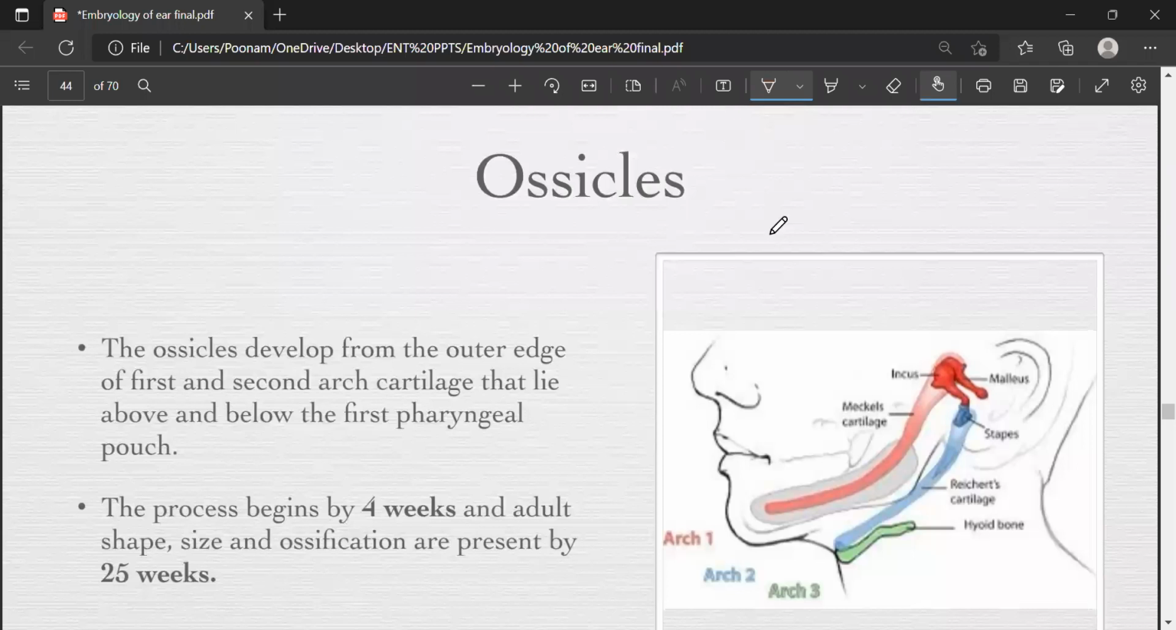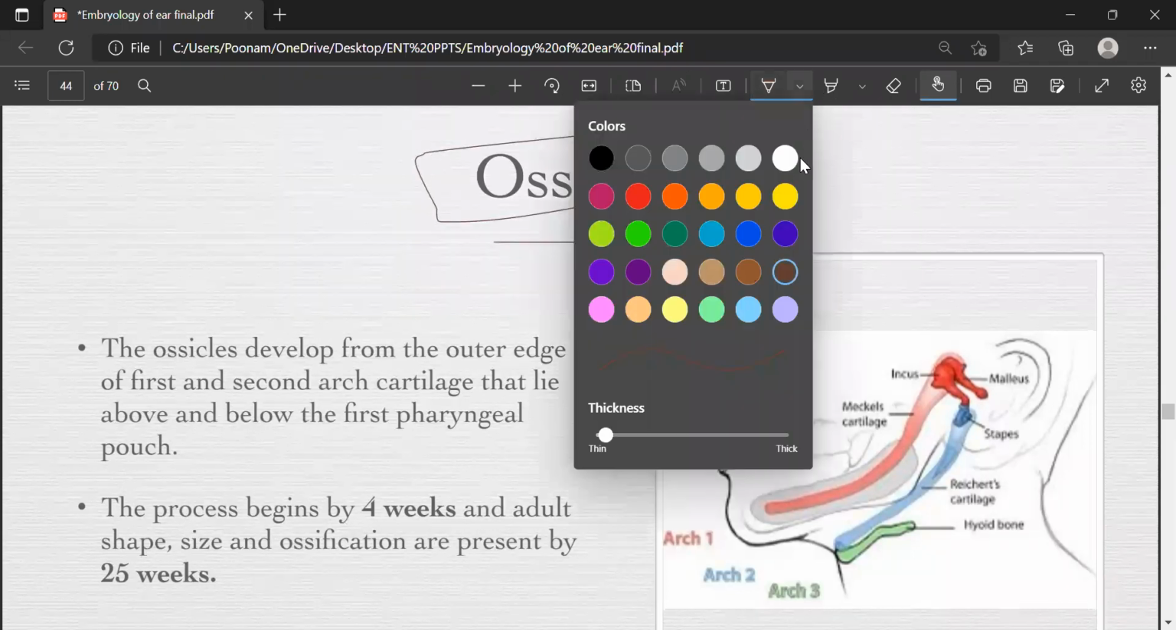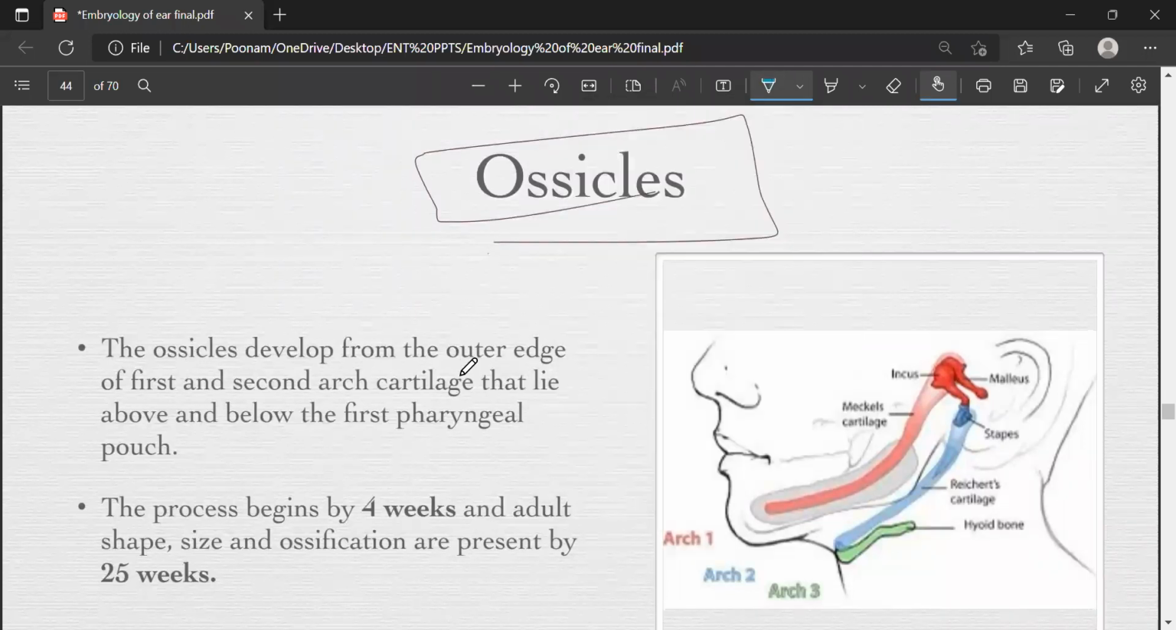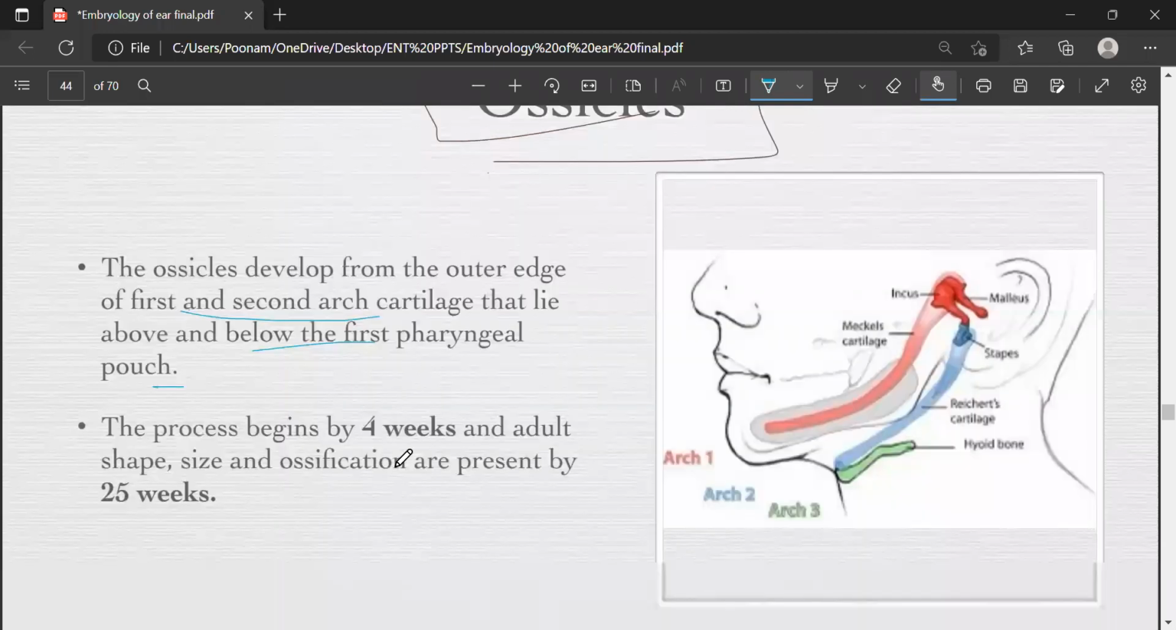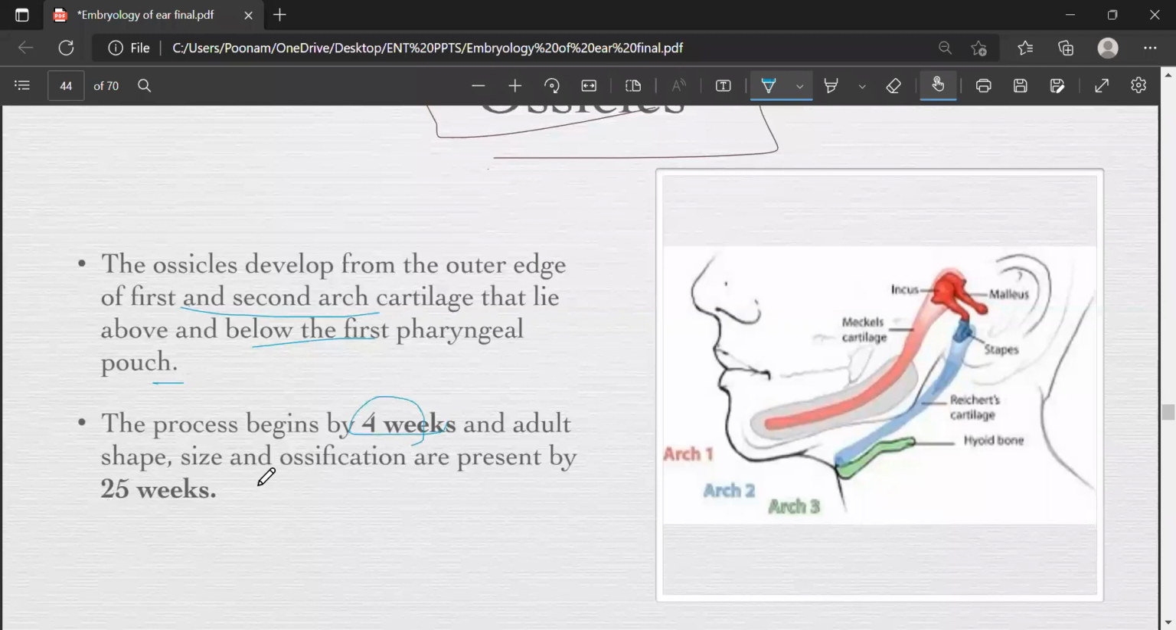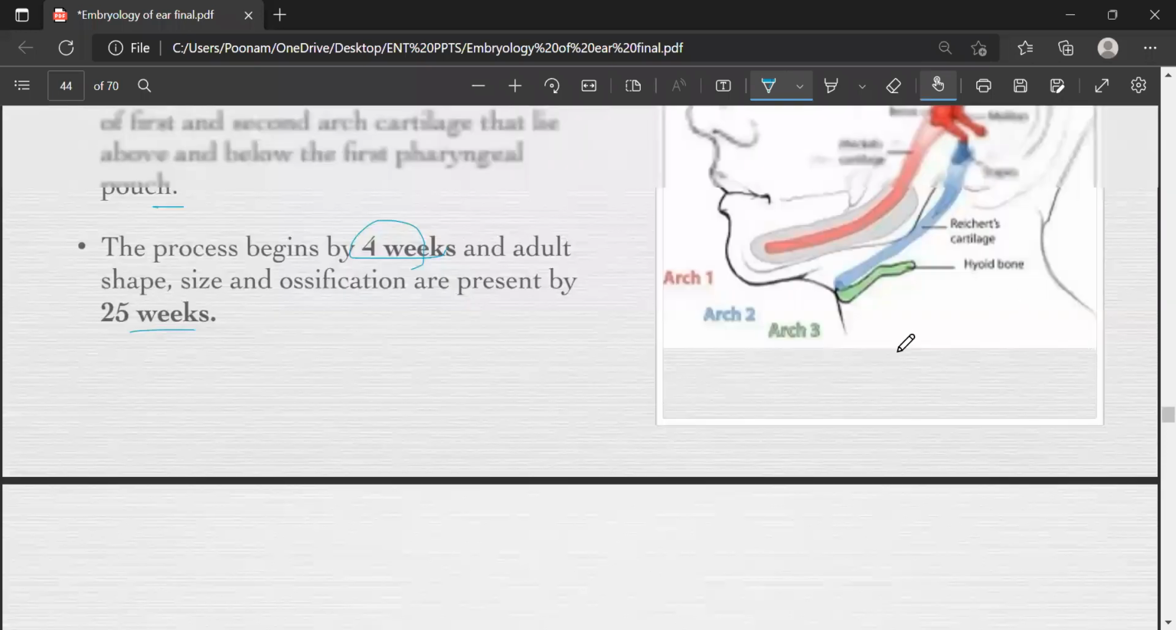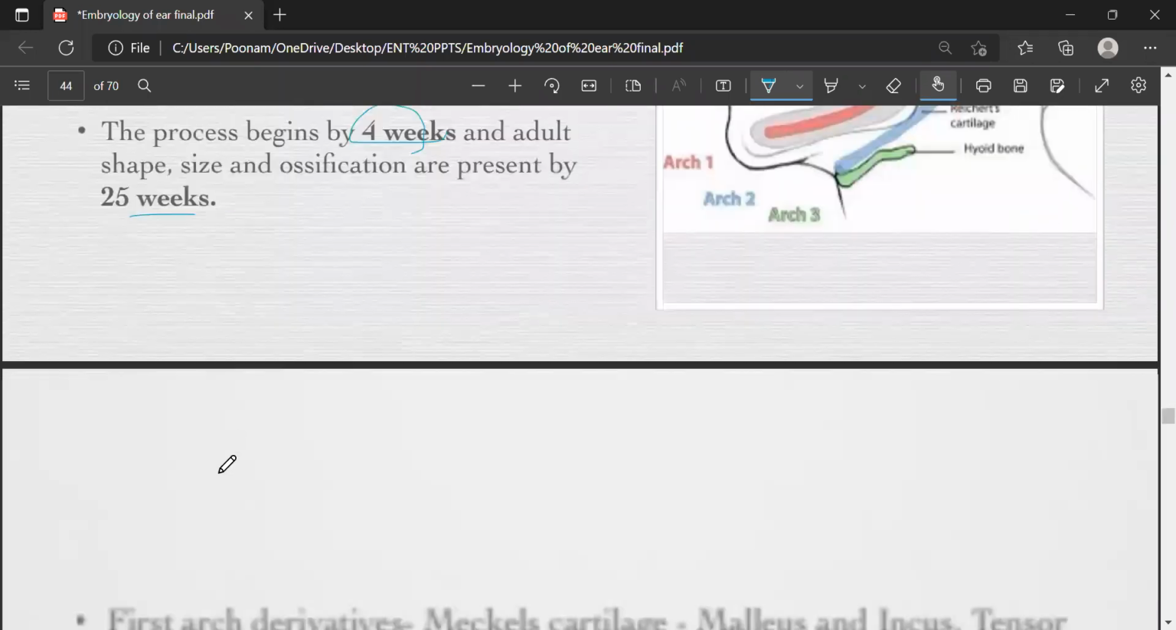So coming to the ossicles, embryology of ossicles, this is a very important topic. The ossicles develop from the outer edge of the first and second branchial arch that lie above and below the first pharyngeal pouch. The process begins by the fourth week, and adult shape, size, and configuration are present by 25 weeks. You can see in this photograph.